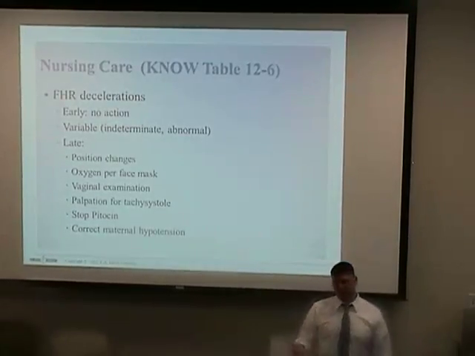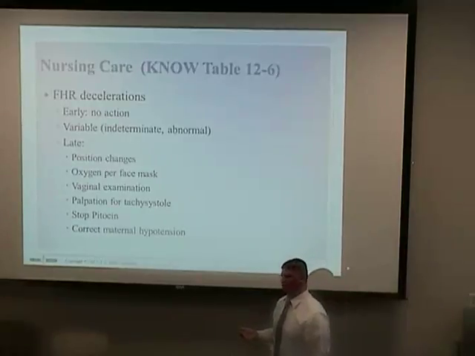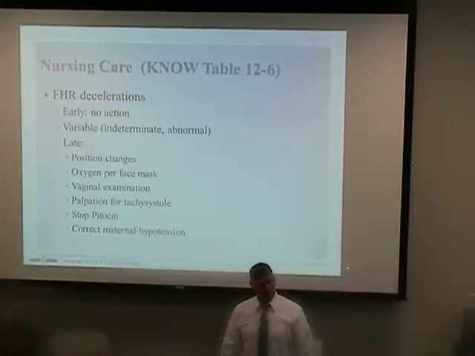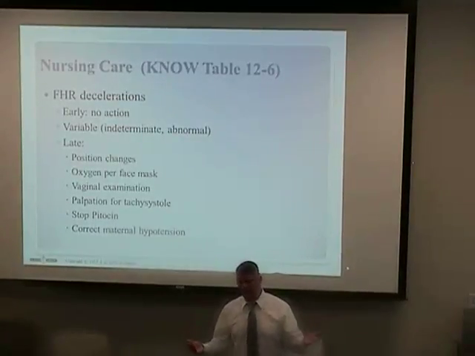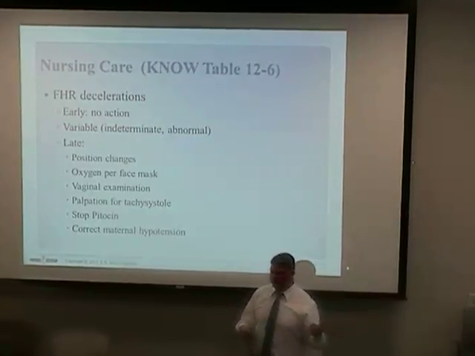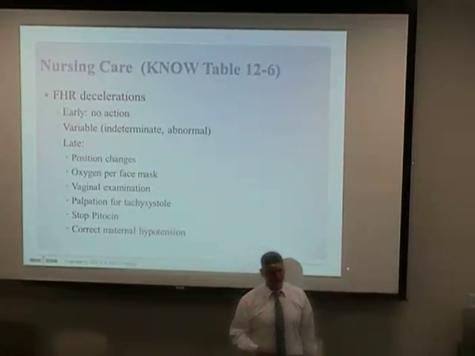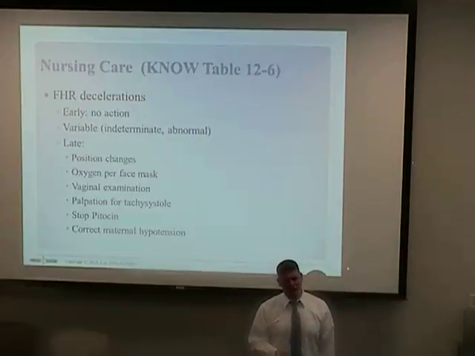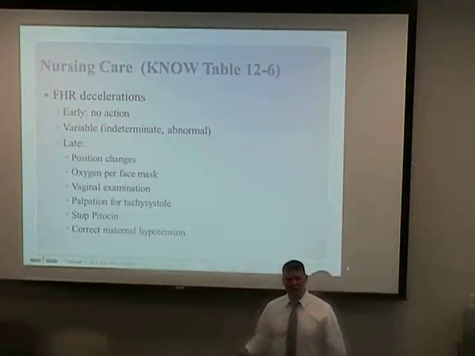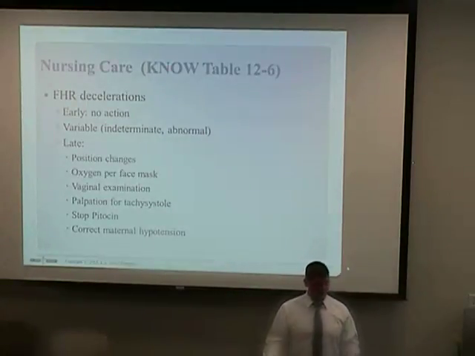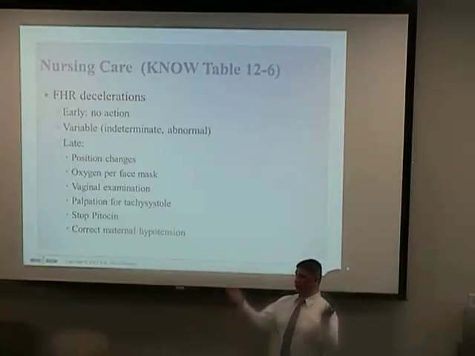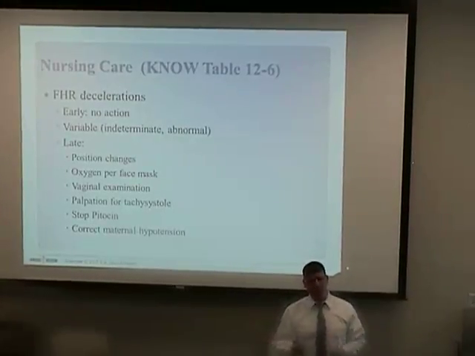Another time that mom's heart rate will drop, or mom's blood pressure will drop for no good reason, is when she's laying flat on her back. Remember we talked about that supine hypotension that comes along with constriction of the vena cava, okay? Mom's lying flat on her back and her baby's heart rate takes a dive, get her off her back. Correct her hypotension by moving her to one side or the other. That'll bring her blood pressure back up again. The decelerations will go away.